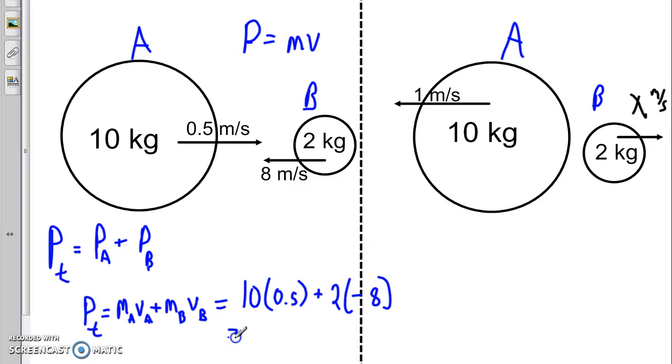So now we are going to need to calculate this. So 10 times 1/2, I don't have my calculator, hopefully I can do this right. 10 times 1/2 is 5, plus 2 times -8 is -16. Alright, so we have 5 plus -16. Well, 5 minus 16 is the same thing. You get -11 kilogram meters per second.